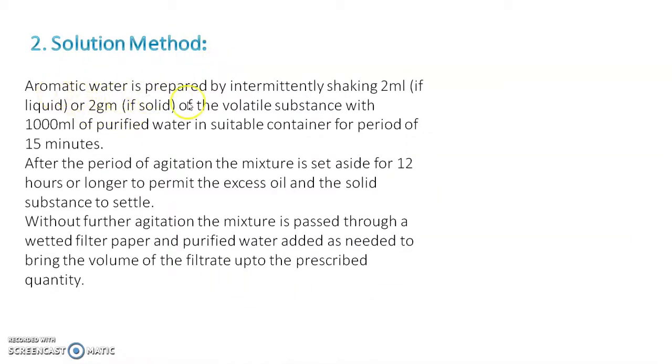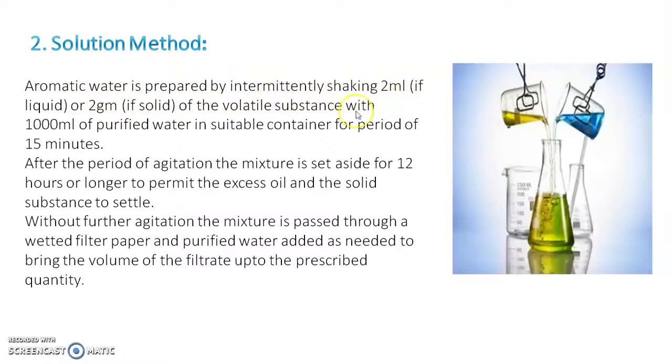Then next method is the solution method. Aromatic water is prepared by intermittently shaking 2 ml if liquid or 2 gram if a solid of the volatile substance with the 1000 ml of purified water in a suitable container for a period of 15 minutes. This is the solution method. In this simple method, two substances are added and simple shaking is done.